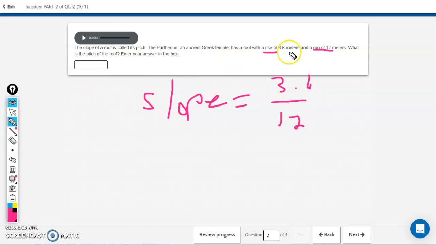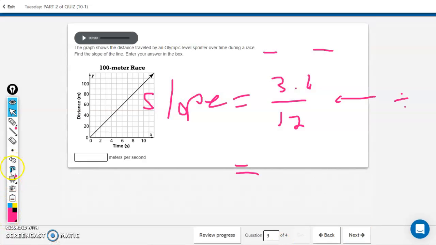Now, some of you guys were like, I can't enter a fraction in here. Well, okay, this bar here is also a division bar, so if you can't write a fraction, just use your calculator and make it into a decimal. All right, so that's all you got to do for that one.